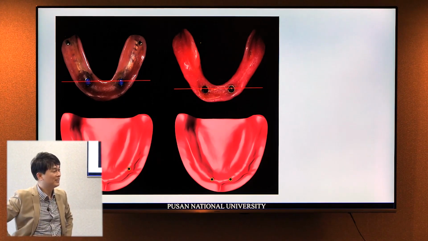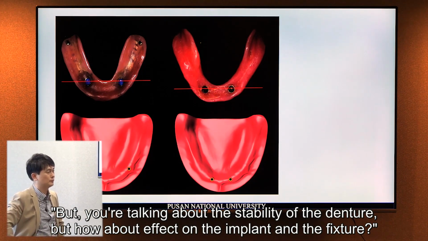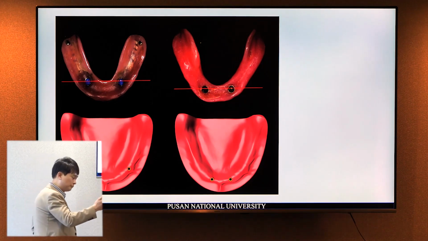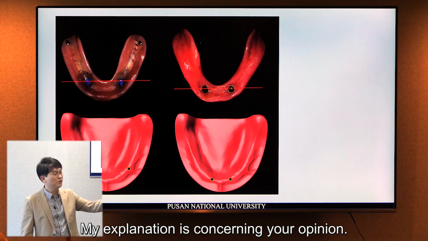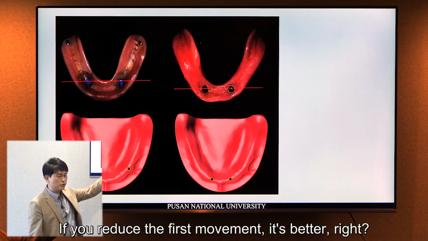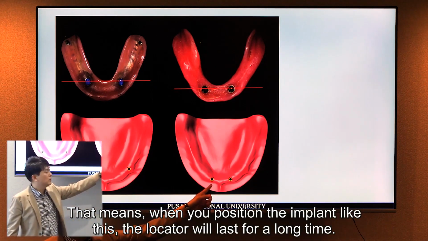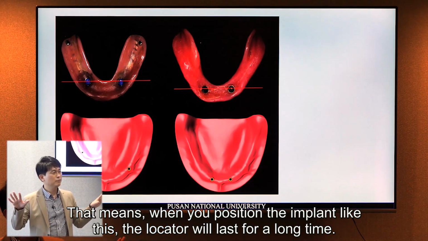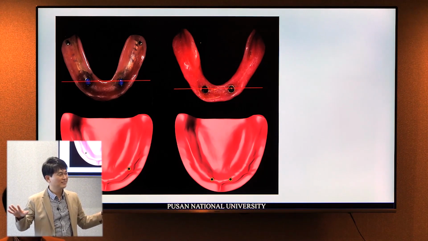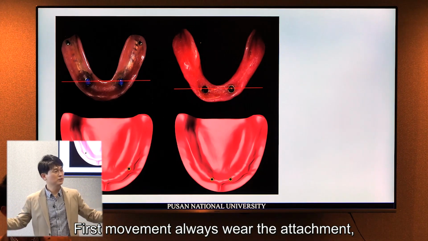It's very difficult. But you're talking about the stability of the denture. How about the effect on the implant fixture? Yes, because of the lever. So my experience agrees with your opinion: if you reduce the first movement, it's better. That means when you position the implants like this, the rotator will be long lasting. The first movement always wears the attachment.